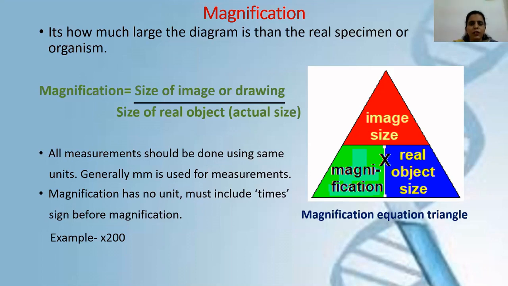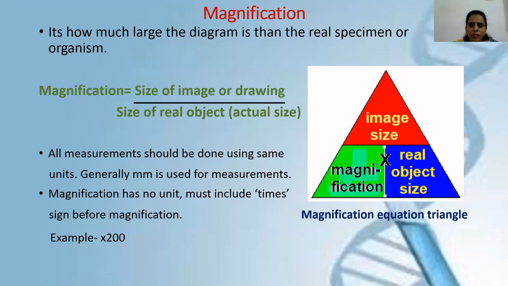And always remember that when we measure the size of the image or drawing, and the size of the real object, the units used for both should be the same. Either measure both in centimeters or both in millimeters. Millimeter is always better because there are no decimal places. If you measure anything in centimeters, then definitely decimals will be a part of it, right? So it's better to use millimeters while measuring the size of the image or drawing, and the size of the real object or actual size.